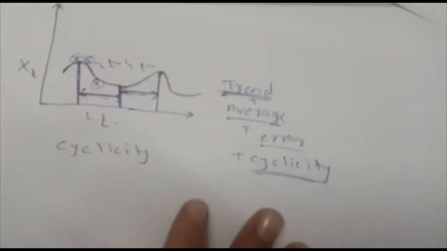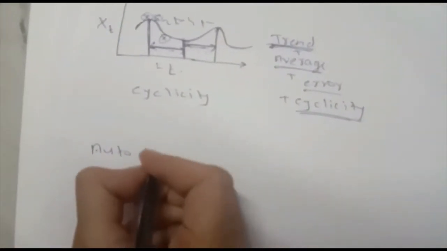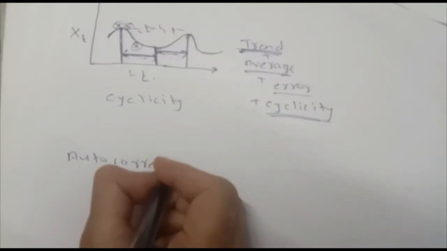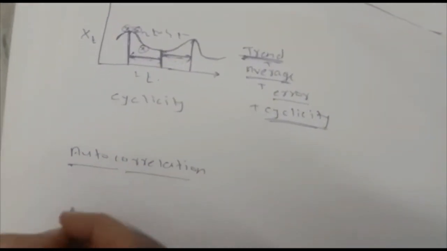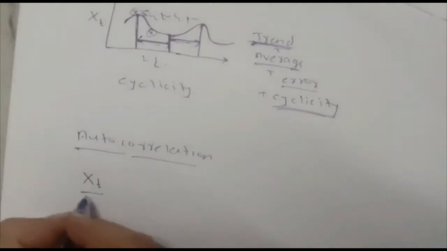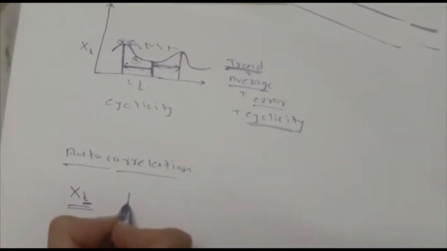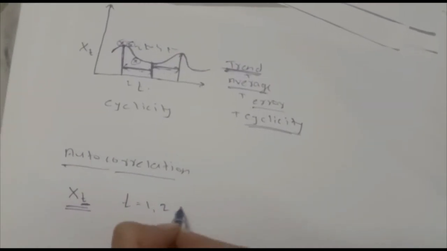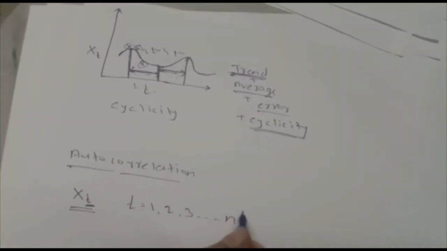Now we will talk about autocorrelation. So autocorrelation is a concept in which, as we know, we are taking a single variable in time series analysis, that is x, and we are going to check its values as per changing time, that is at time t1 what will be the value of x, at time t2 what will be the value of x, at time t3 what will be the value of x, and at time tn what will be the value of x.